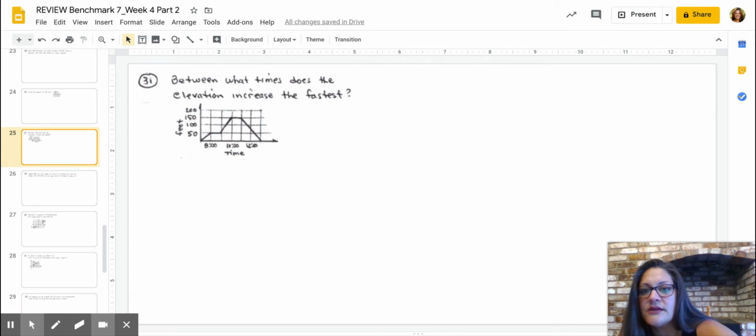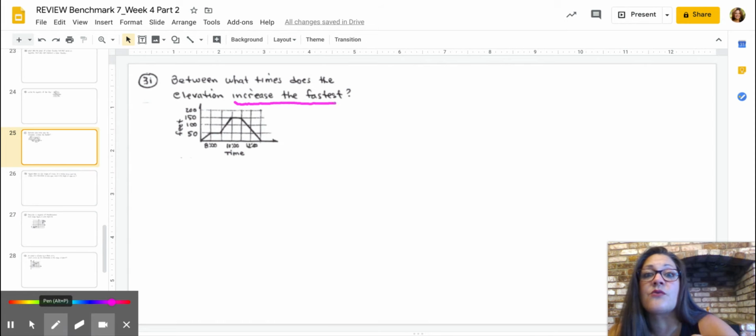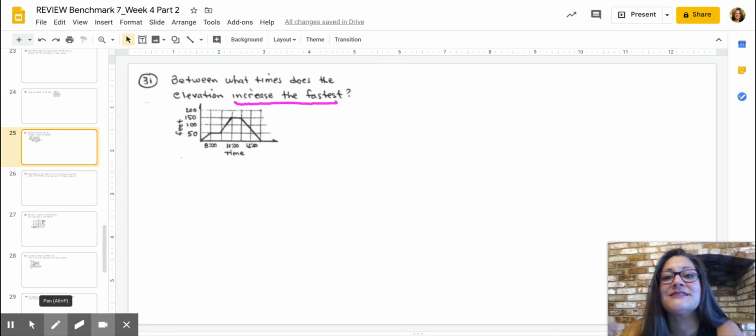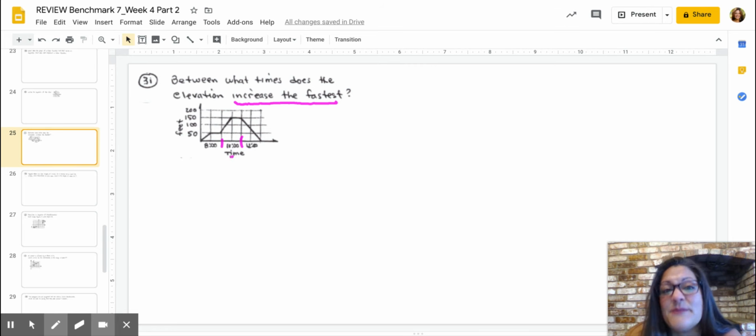Let's see here. The question is, between what times does the elevation increase the fastest? So increase the fastest lets me know that it is looking for the greatest rate of change or the steepest slope. So I can visually look at this and see that right here. So here's 8 o'clock. That means here is 9 o'clock, 10 o'clock, 11 o'clock, 12 o'clock. I can tell that between 9 and 10, it's the steepest. Okay, so that's where my increase is the fastest.